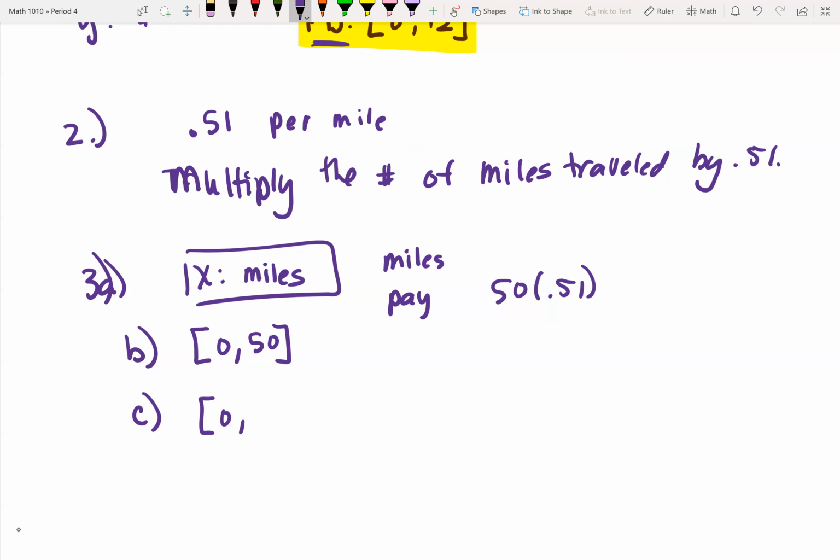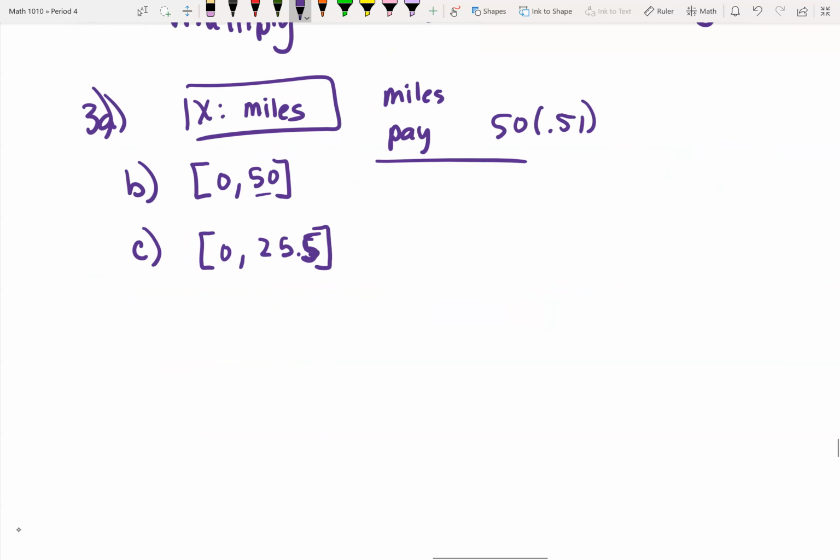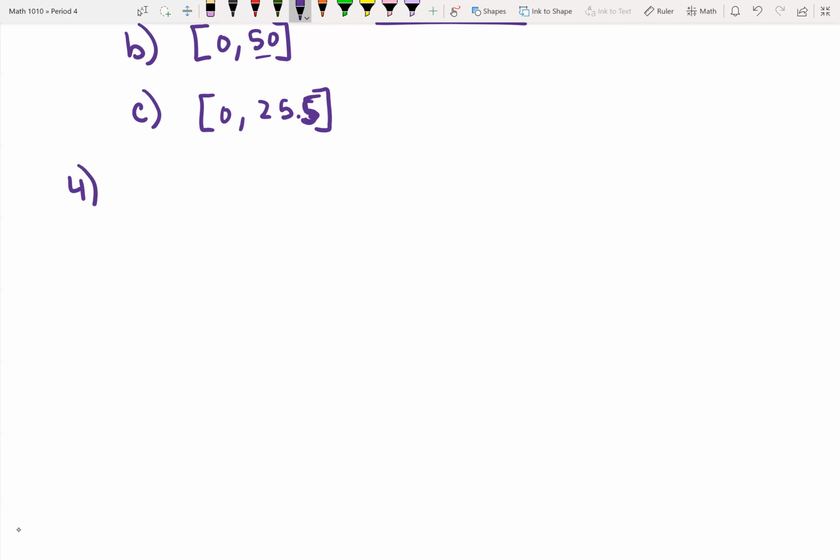So 50 times 0.51 is 25.5. So that's the most amount of money, because Y is pay and range is Y. That's the most amount of money you'd get paid. That's if you go 50 miles. Okay? Okay, question number 4.